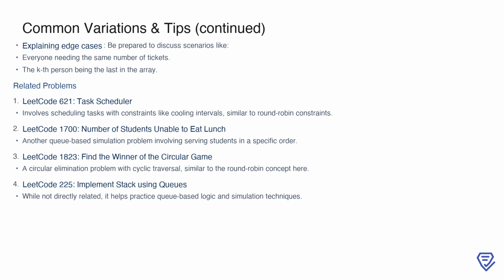For related problems, LeetCode 621, Task Scheduler, involves scheduling tasks with constraints like cooling intervals, which has similarities to round-robin constraints. Another one is LeetCode 1700, Number of Students Unable to Eat Lunch, a simulation problem where serving students follows a specific order. LeetCode 1823, Find the Winner of the Circular Game, involves cyclic traversal, which mirrors the round-robin concept discussed here. Lastly, LeetCode 225, Implement Stack Using Queues, isn't directly related but provides great practice for queue-based logic and simulation techniques. Exploring these problems can deepen your understanding and help you recognize patterns in queue-based simulations.